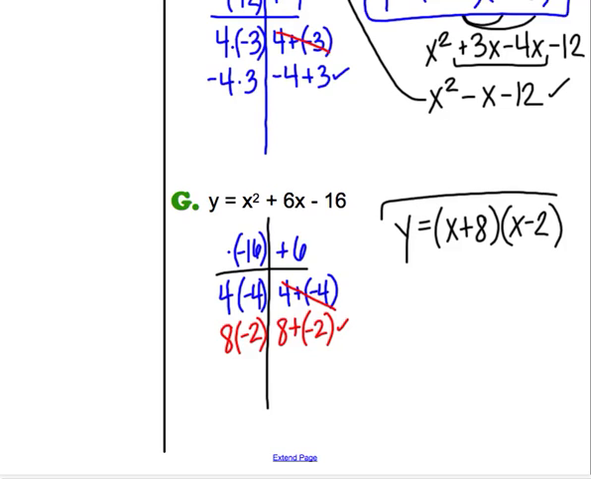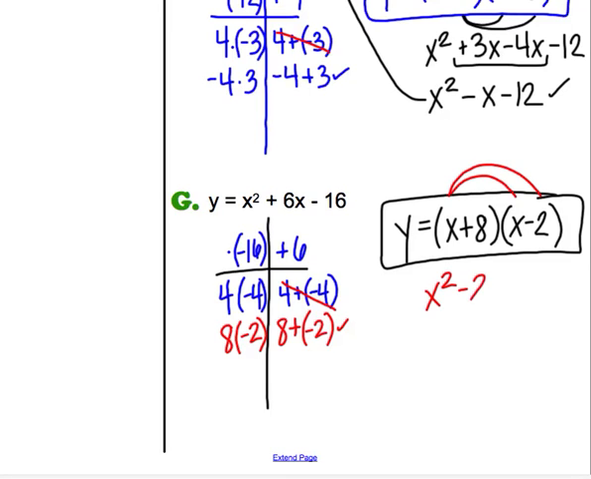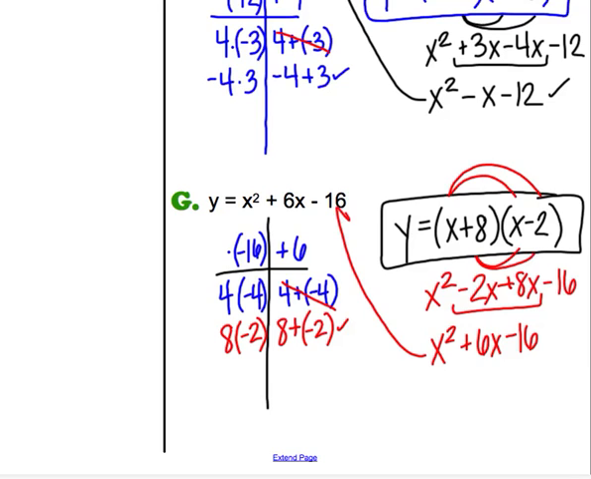And if I take this, which is my potential solution, and check it, x times x is x squared. X times negative 2 is negative 2x. X times 8 is positive 8x. 8 times negative 2 is minus 16. Combining like terms, negative 2x plus 8x is plus 6x minus 16. If I check that, that does check out, so we are good to go.